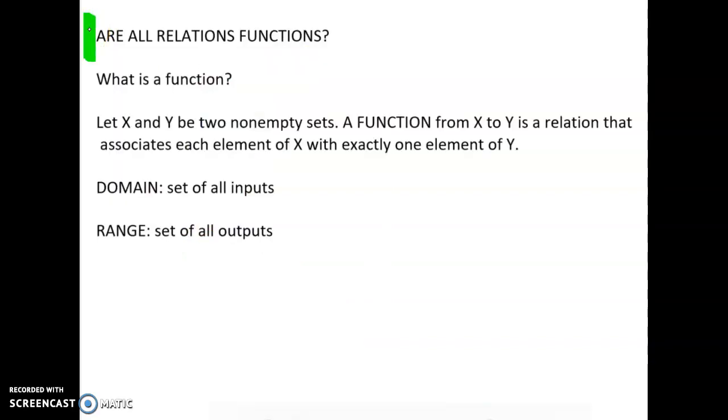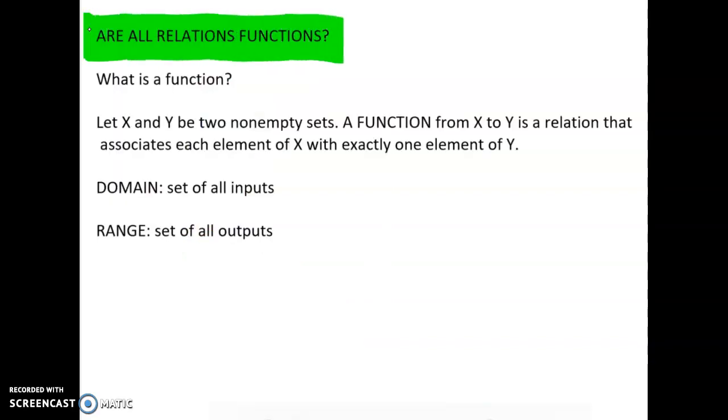Now you may be wondering, are all relations functions? In order to answer that question, we have to know, well, what is a function? If we have x and y are 2 non-empty sets, a function from x to y is a relation that associates each element of x with exactly one element of y. In this set, we would call the domain the set of all of the inputs for our function. And the range is essentially all of our outputs for the function.